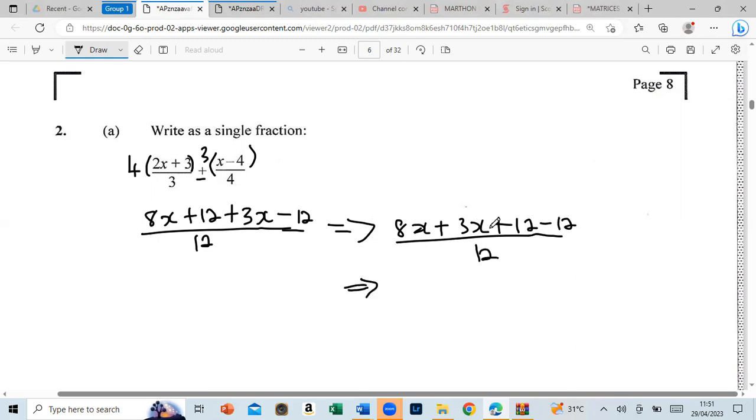So we're going to group the like terms, which means the x terms. So 8x plus 3x is 11x. I'm still putting the 0 just to show them. Divide by 12. And the final answer is 11x over 12. That can't be written down any further, so we just leave it like that.